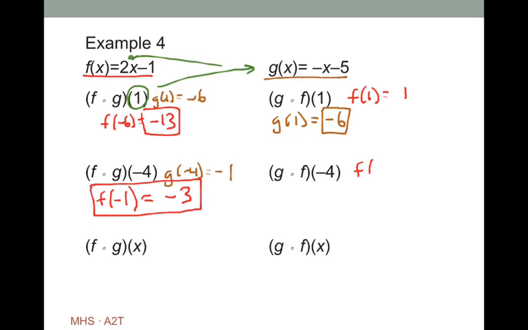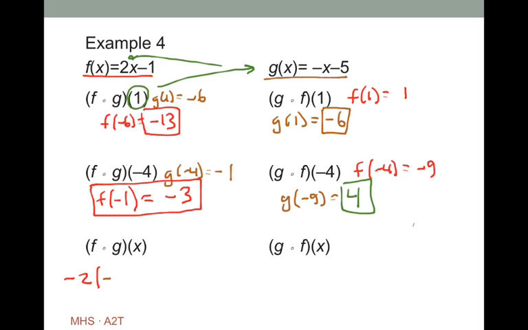1, which is -3. G of f of -4, f of -4 is 2 times -4 minus 1, which is -9. Take that value and plug it into the g function. -9 minus 5 is going to be, let's see, +9 minus 5, which is 4.